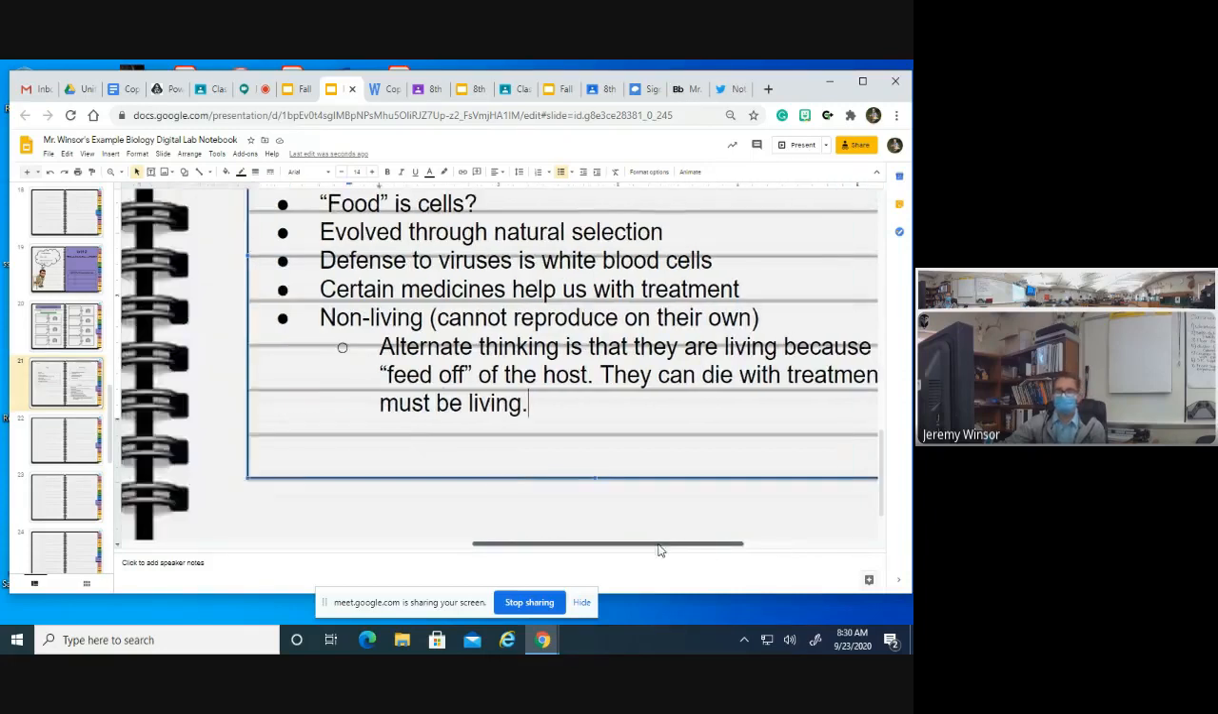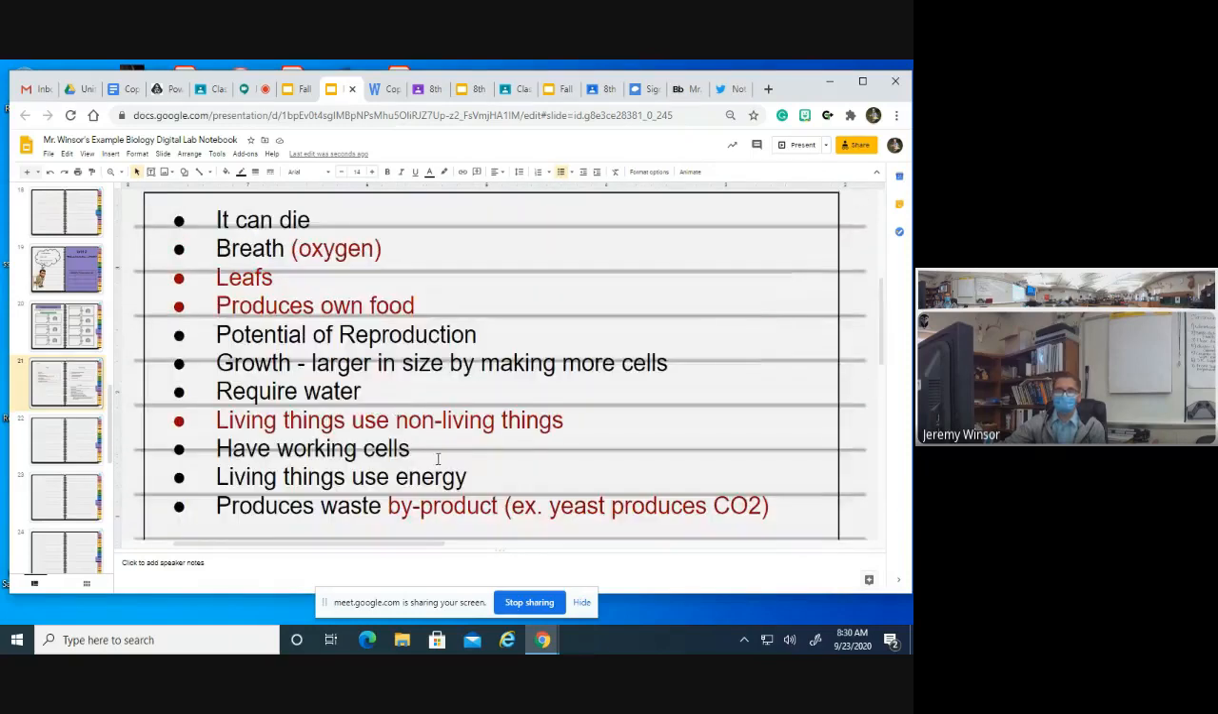Because if we go back to our model, we said that in order for something to be considered living, it can die. It has to be able to breathe. It has the potential of reproduction. It grows, and we said larger in that it's making more cells. It requires water. It has working cells. It's a living thing, and so it uses energy. I think we talked about the use of energy being kind of similar to consuming food, and it produces waste.